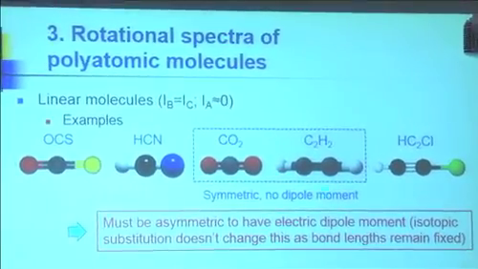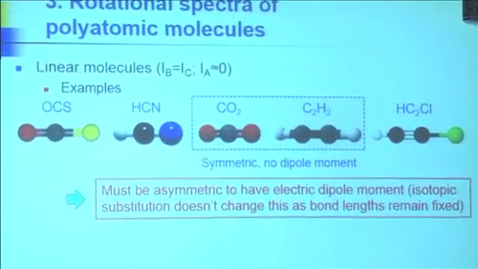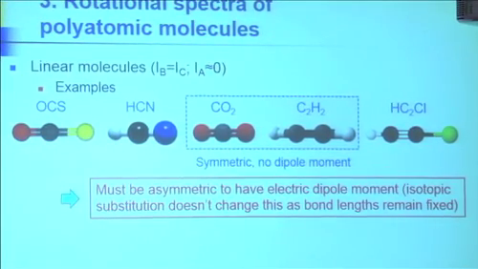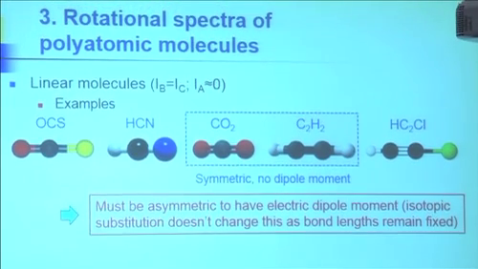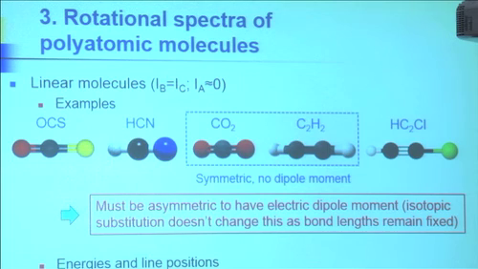It must be asymmetric to have an electric dipole moment. So again, you're watching this thing from a distance and you're seeing that little dipole moving up and down in some direction, which means it's a transmitter or a receiver. So it doesn't happen for the symmetric case.